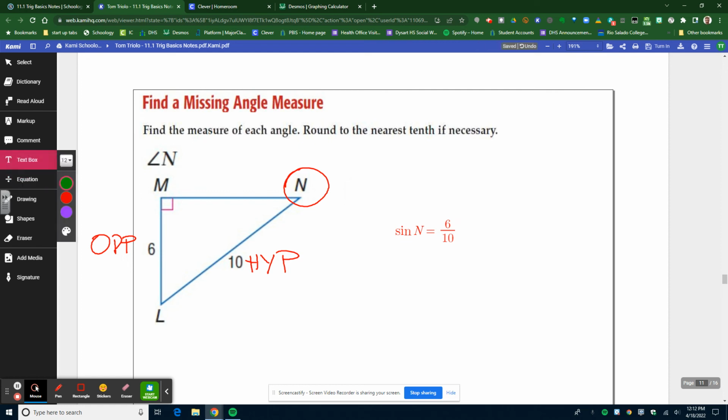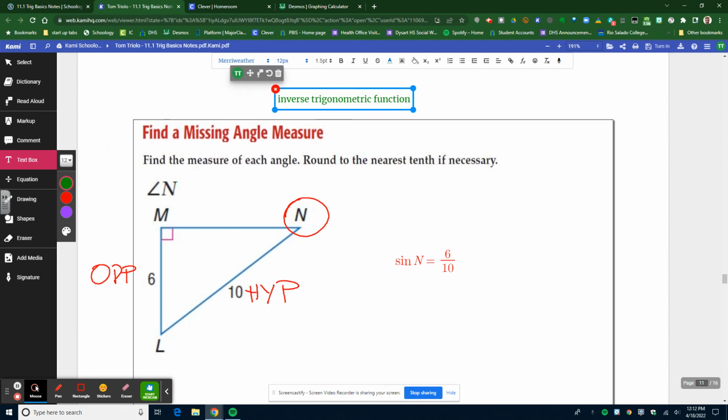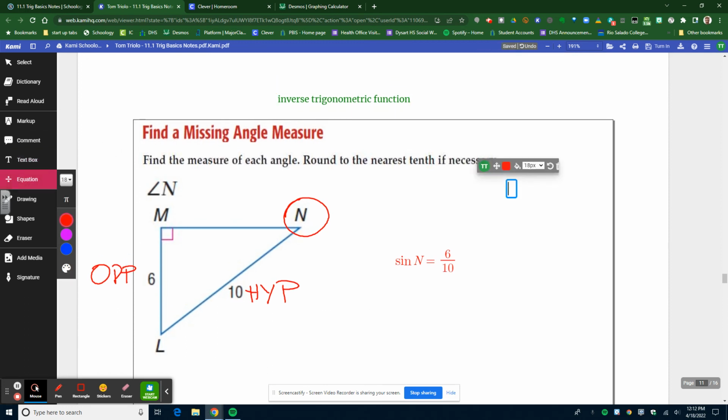So above here, type in the words inverse trigonometric function. Because what we're going to be doing is not sine directly, but the inverse of sine. So remember back in the day, last semester, when I asked you to find the inverse of f of x, how did we write that? The little minus. A little negative. So we're going to do the same thing here. So remember this. Sine to the negative 1 of capital N.